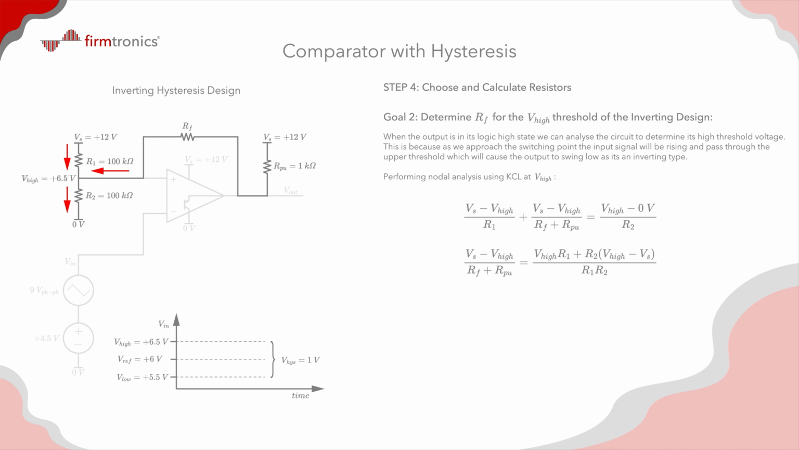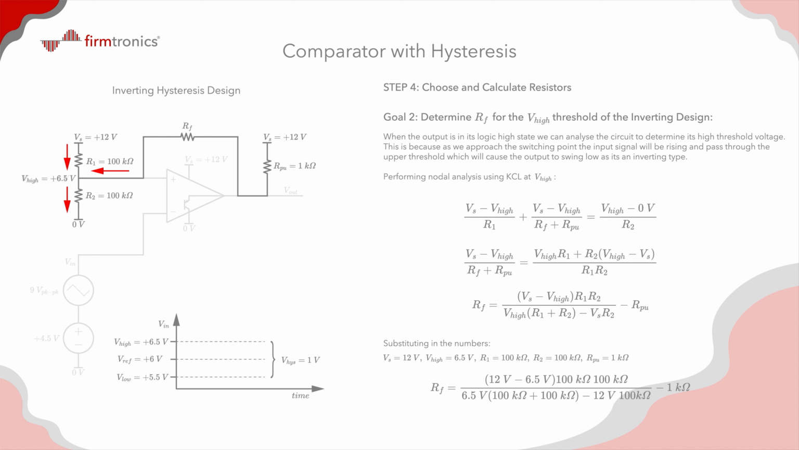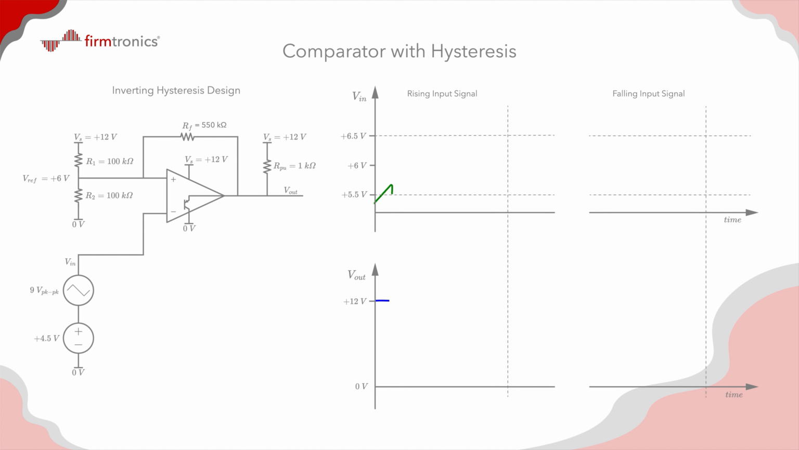Now we rearrange the equation and combine the partial fractions. Some more rearranging and then we'll make R sub F the subject of the equation. Let's substitute in the numbers and do the calculation, and we'll find that that gives us a result of 549 kilo ohms. Now let's observe a graph of a noisy input signal and show how the hysteresis solves the issue of the erratic output transitions for an inverting output configuration.